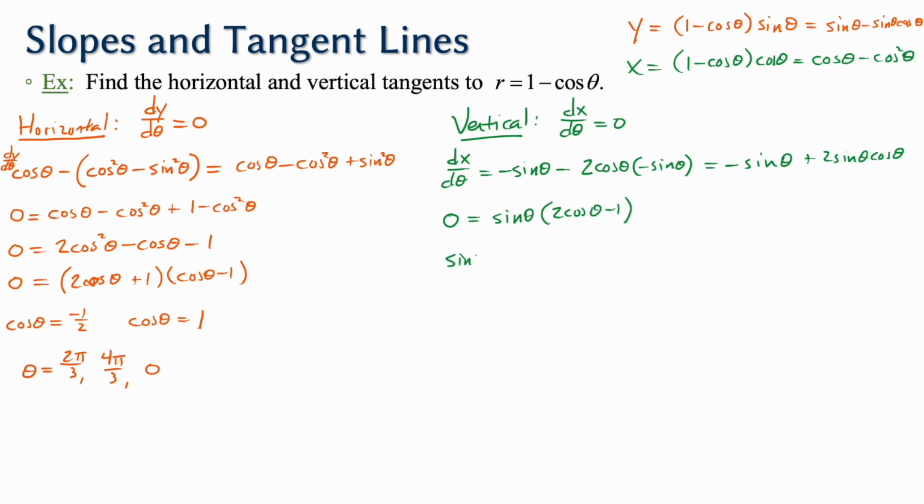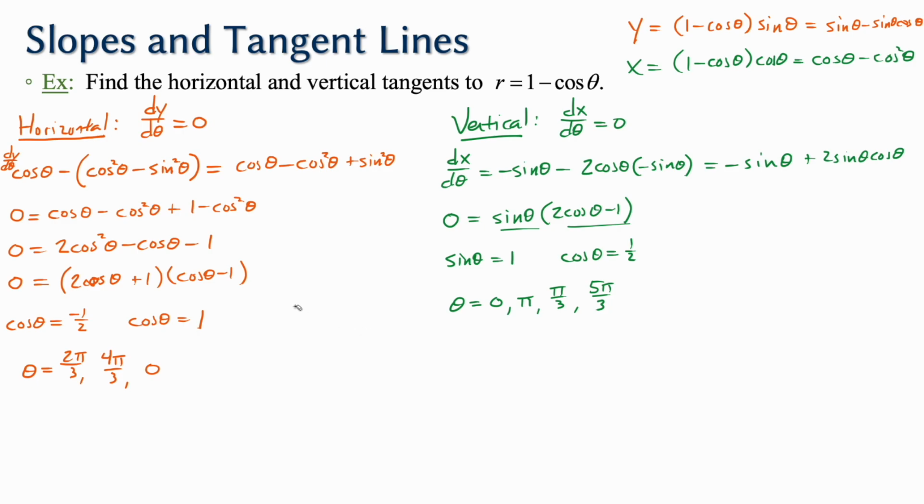So I need to solve for where sine theta equals 0 and where cosine theta equals positive 1/2. Again, just setting each one of these pieces equal to 0. Well, sine theta equals 0 at 0 and at pi, and cosine theta is going to equal 1/2 at pi over 3 and at 5 pi over 3. Now again, these are places potentially where I have my vertical tangencies.